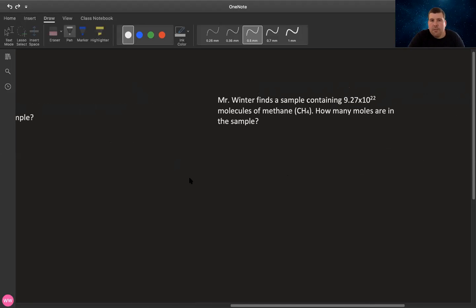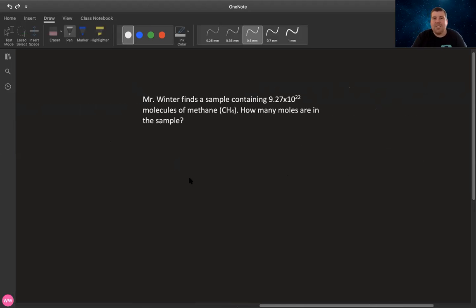Mr. Winter, me, finds a sample containing 9.27 times 10 to the 22nd molecules of methane, which is CH4. How many moles are in this sample? So once again, I'm going to take the number provided to me and just rewrite that. So 9.27 times 10 to the 22nd molecules this time, molecules of CH4. And I'm going to do my dimensional analysis bracket.